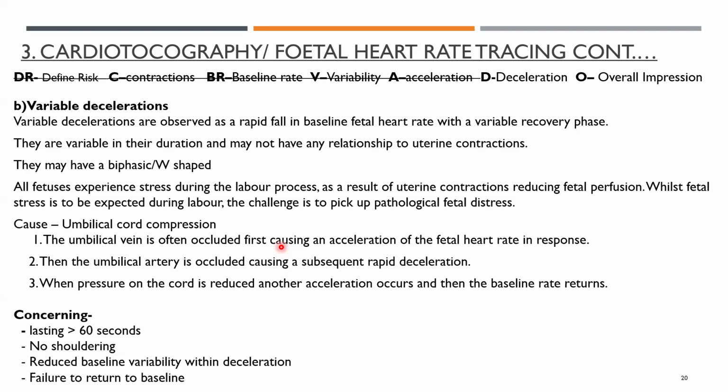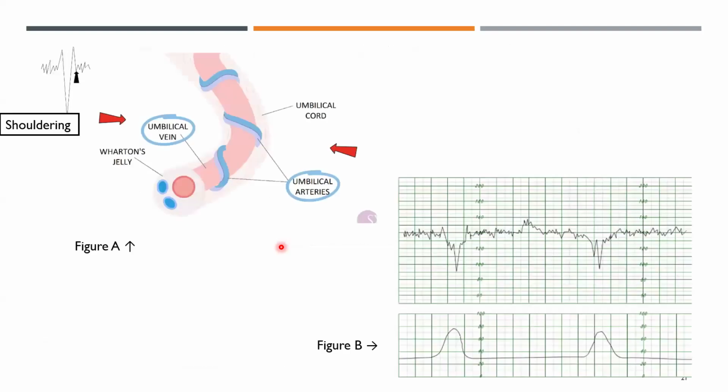In this, what happens is, let's use this diagram, in your umbilical cord you have your umbilical vein, and then there are 2 umbilical arteries, and you have your Wharton's jelly. So when there is cord compression, the vein is the first one that compresses because it has low pressure, it has low resistance. Once that happens, it is followed by compression of the umbilical arteries.